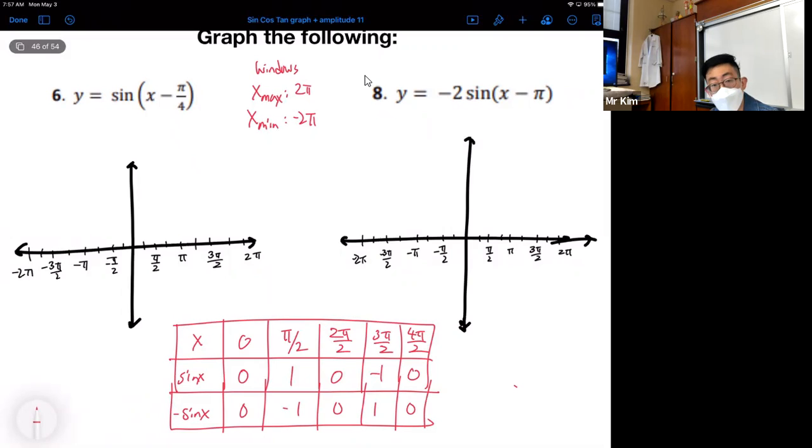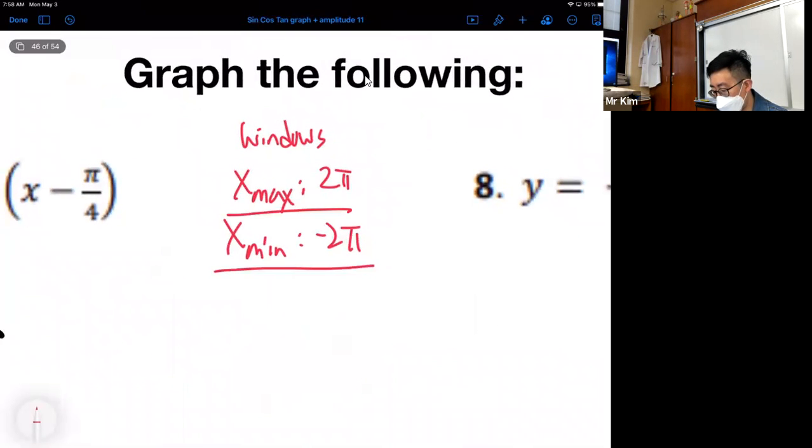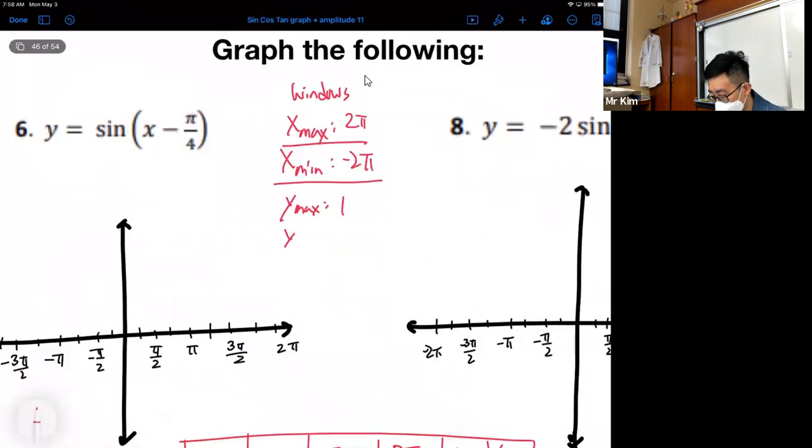First of all, check your mode. It's got to be in radians mode. And then you got to convert your windows. So could you just go to your windows and check to see if your X max and X min are the following? And Y max, make this to be 1.